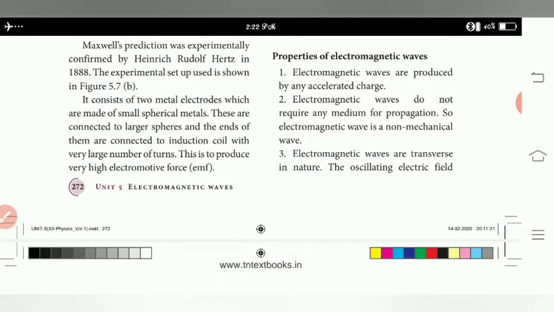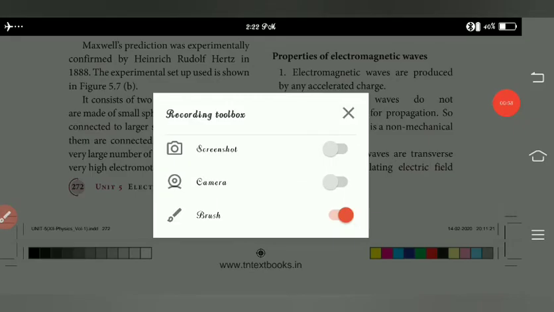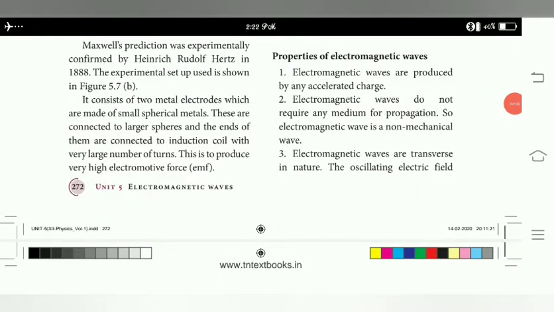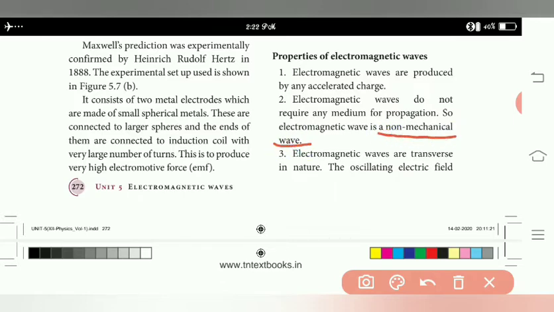Now listen, what are the properties of electromagnetic waves? Electromagnetic waves are produced by any accelerated charges. Electromagnetic waves do not require any medium for propagation. Important, they do not require any medium for propagation. So electromagnetic waves are non-mechanical waves.